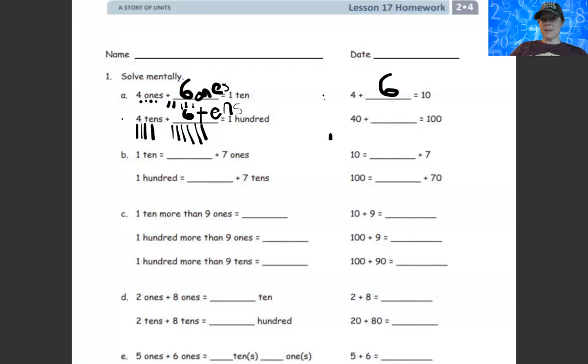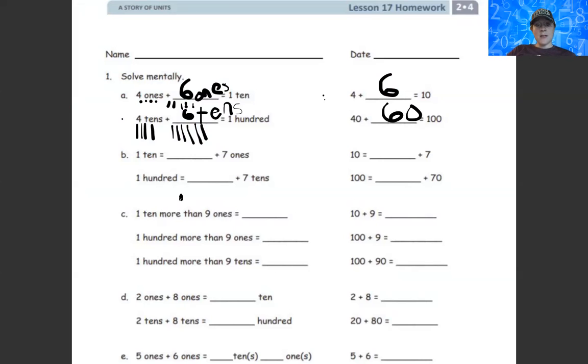Okay, so that's the same as saying 40 plus what equals 100? Well, we knew 6 tens, which is what number? 6 tens is equal to 60. Good. 4 tens plus 6 tens, so 40 plus 60 equals 100. Good work, guys. Okay, let's look at B.